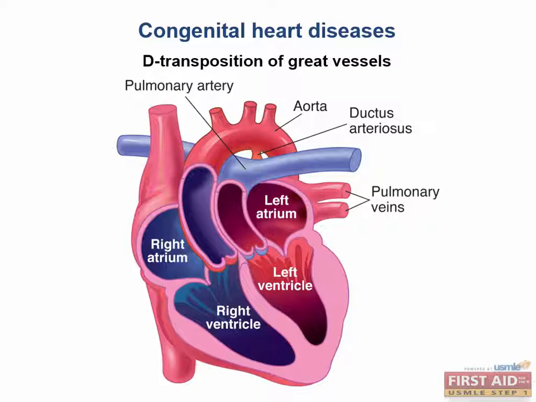That's the problem. We need another defect, such as a VSD here or an ASD here, to mix the 2 bloods, because currently they're 2 different circuits. We have to have another defect to allow the mixing of oxygenated blood with deoxygenated blood. Obviously, these kids need surgery to reposition these vessels.